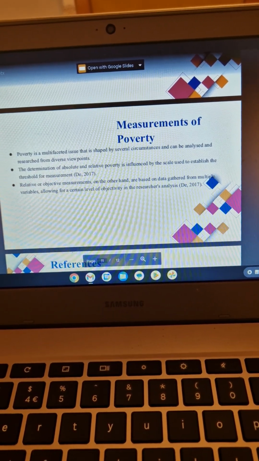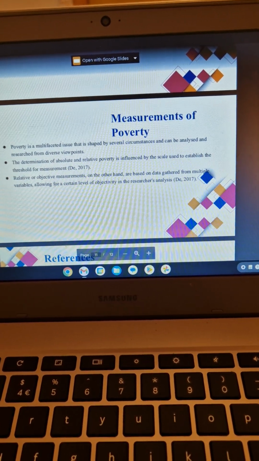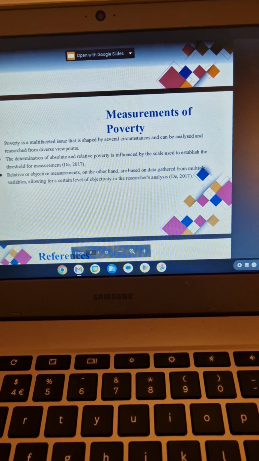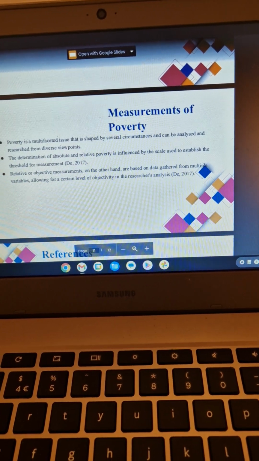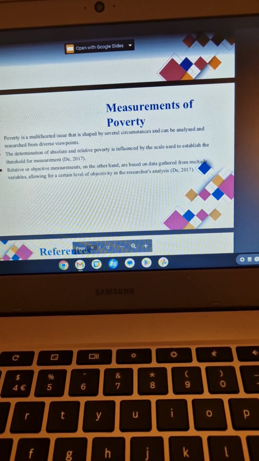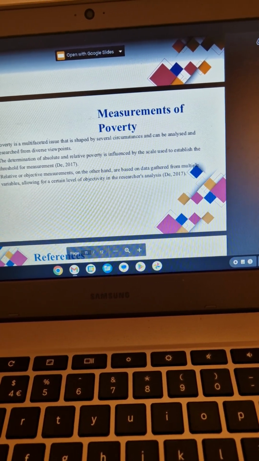Measures of poverty. Poverty is a multifaceted issue that is shaped by several circumstances and can be laid out and researched from diverse viewpoints. The determination of absolute and relative poverty is influenced by the scale used to establish the hold of measurements.